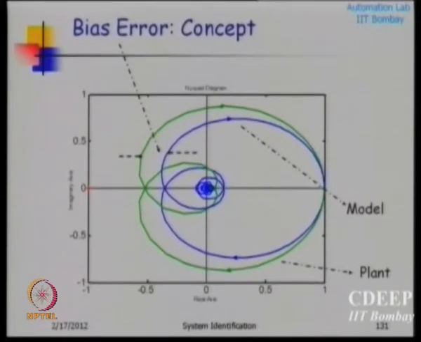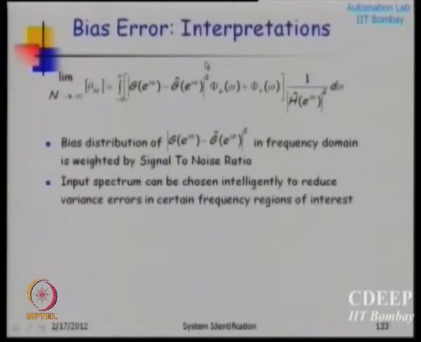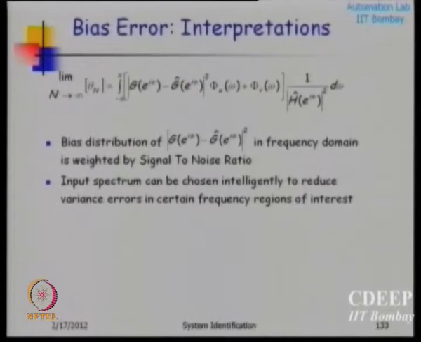So what is the frequency range of your interest? How does it influence the parameter estimates and the frequency response? That is given by this expression. This expression tells you that I can shape this difference by shaping the input spectrum. If that is the only message I wanted to take, there is nothing more. Even if you understand the derivation, finally you have to understand this, that I can shape this difference, okay.